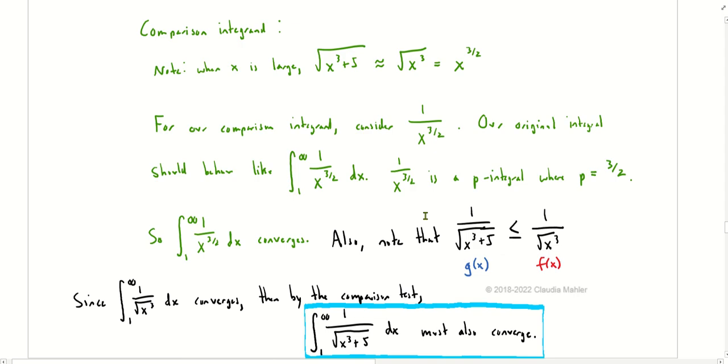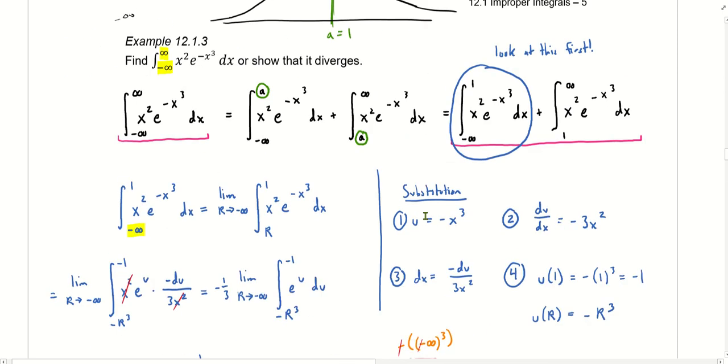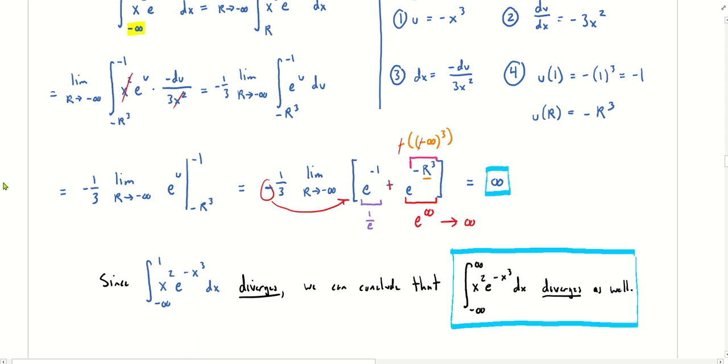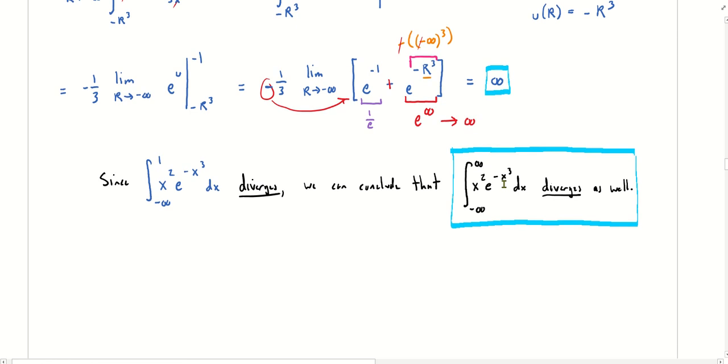Now, just like we did in that previous example where we were splitting this integral back on page 5, we noted that one of these two pieces was divergent. And so, just like in that example, in our current example, since we just showed that this one integral diverges, we can conclude that the original integral that we're interested in diverges as well.